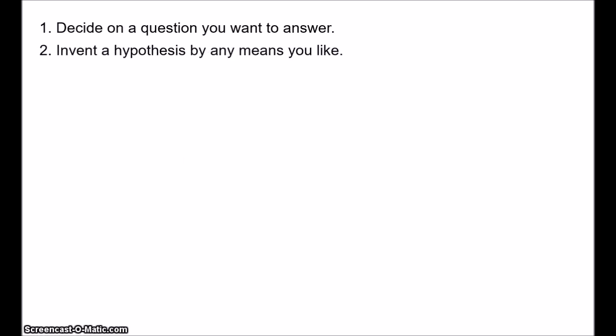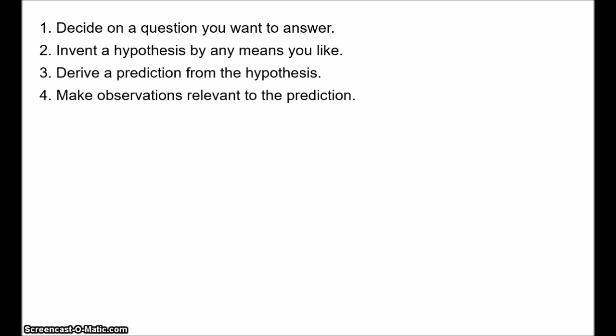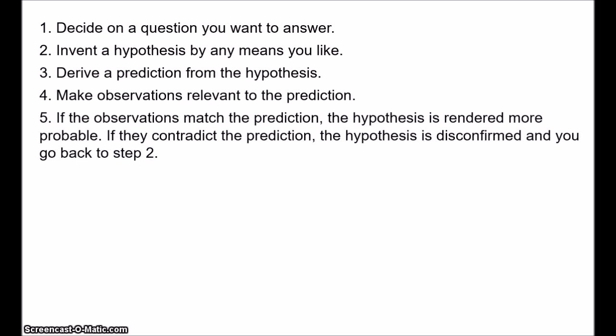This method involves basically 5 steps. First, you decide on some question you want to answer, some problem you want to solve. Second, you invent a hypothesis by any means you like, it doesn't matter. Maybe it comes to you in a dream or whatever, but you need to have a hypothesis in mind. Third, you derive a prediction from the hypothesis. Fourth, you make observations relevant to the prediction. And finally, you determine whether those observations match or contradict the prediction.